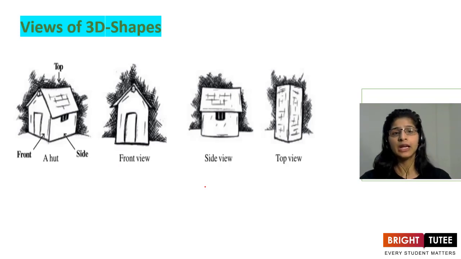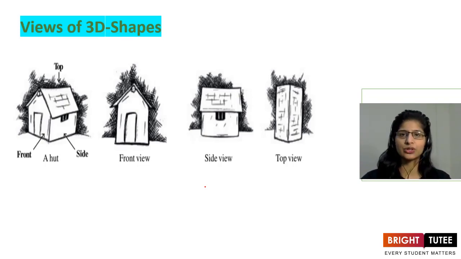Okay. Now comes the most important concept of your chapter, views of 3D shapes. So this is the main concept that we are going to discuss. Till now I have just recapitulated the concept that you have done in your earlier class. So views of 3D shapes. How to find out the views of 3D shapes? There will always be three views: front view, side view and top view.